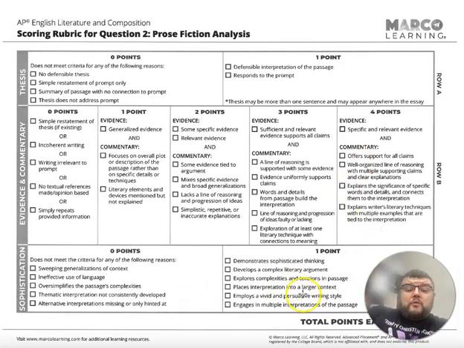To get the point, you need to demonstrate sophisticated thinking, develop a complex argument, explore complexities and tensions in the passage, place interpretations in a larger context, employ a vivid and persuasive writing style, and engage in multiple interpretations of the passage. Doing some of these things in a short-ish response or a short essay is tough to do. It's actually one of the reasons why it is a sophistication point. Okay? Now, it can be achieved. It can be awarded. It's just tough to do.